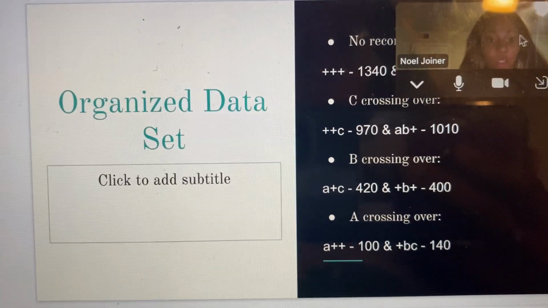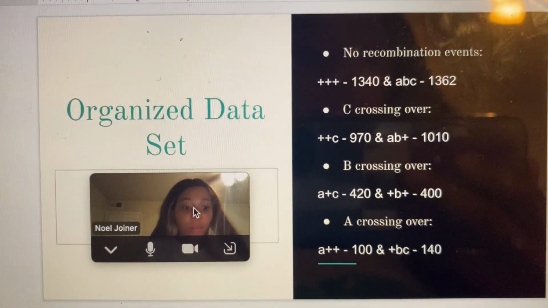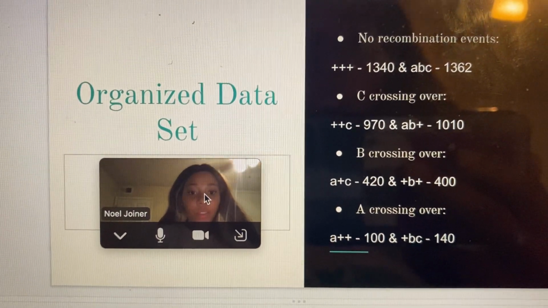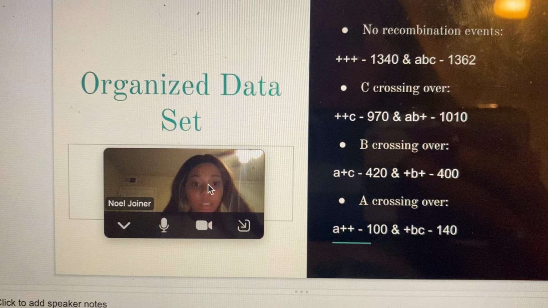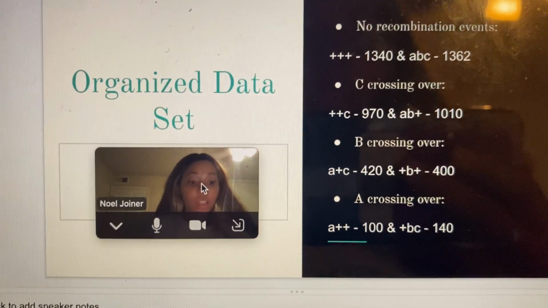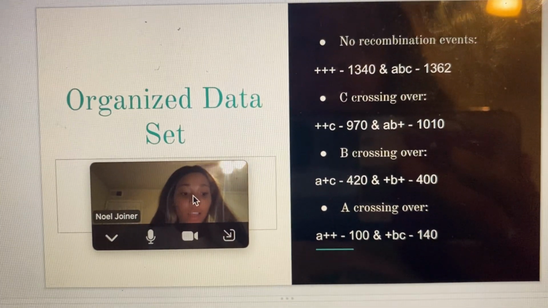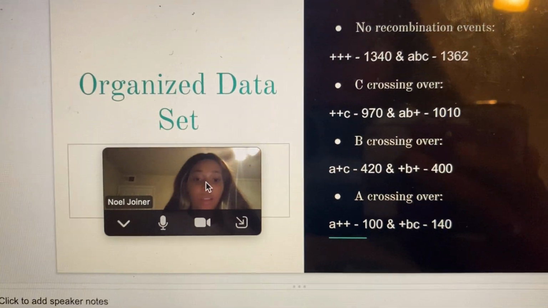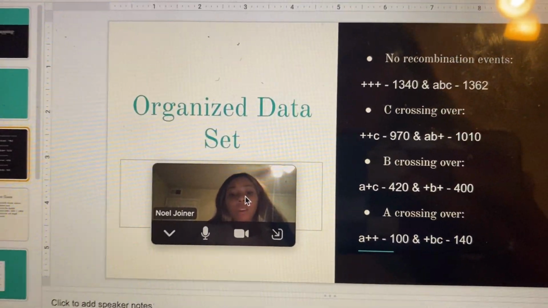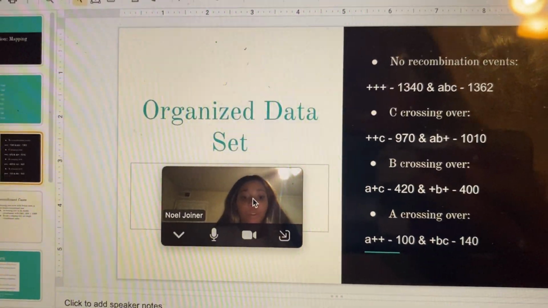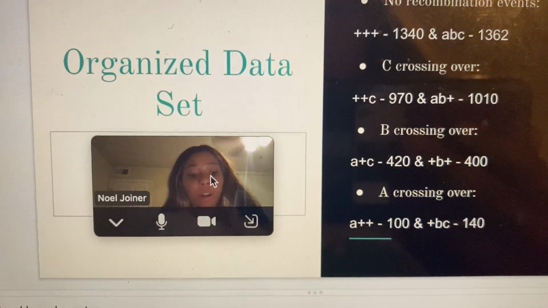So, in the organized data set, we have no recombination events with the 1,340 in the all positives, and ABC, which has 1,362, and then we have C crossing over in the positive C with 970, and AB positive with 1,010, and we have the B crossing over with A positive C, which is 420, and positive B positive, which is 400. And then lastly, we have A crossing over at A positive 100, and positive BC 140.